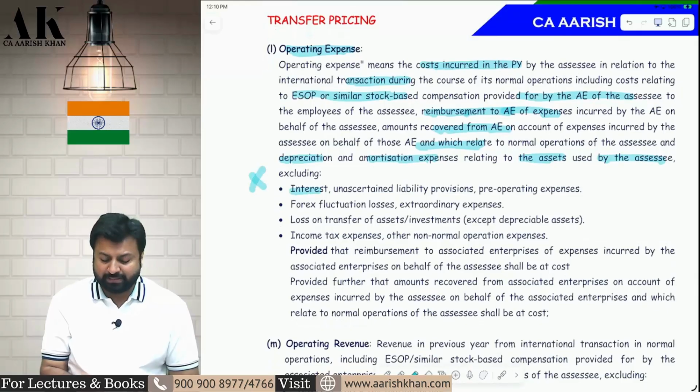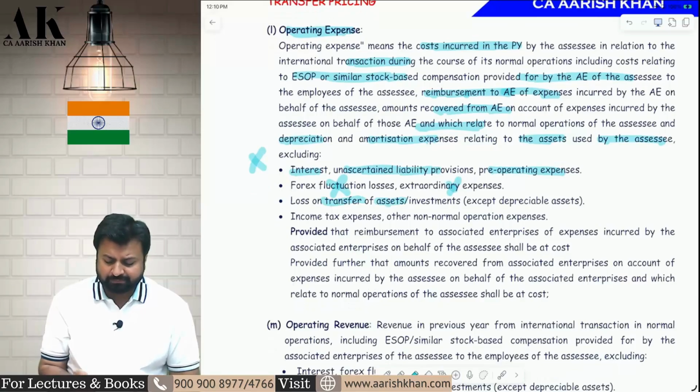Do not take financial expenses like interest, uncertain liability, pre-operative expenses like preliminary expense. Do not take forex fluctuation losses. Do not take extraordinary expenses, loss on transfer of assets. Income tax expenses, do not take.